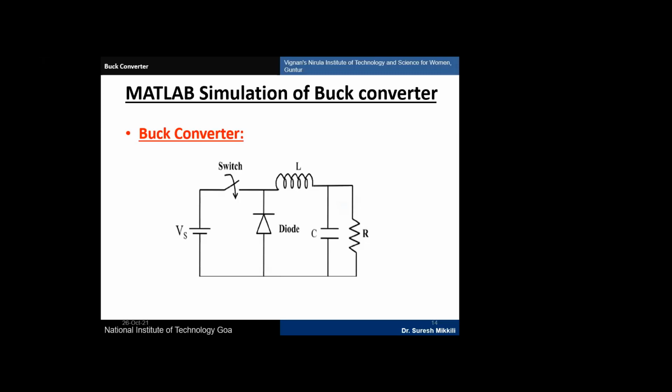For this, during the modes of operation, what conducts during the positive half cycle and the negative half? The circuit consists of a voltage source, a diode, an inductor and a capacitor, and there is a resistive load.